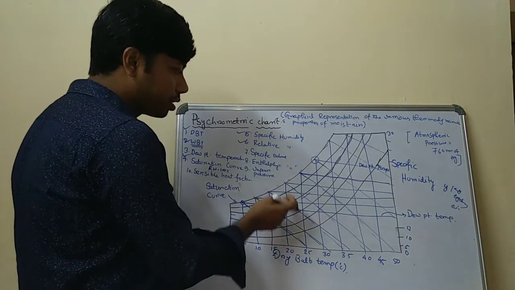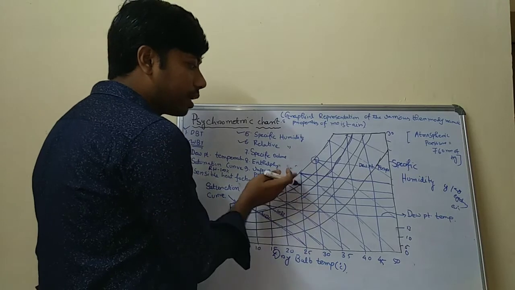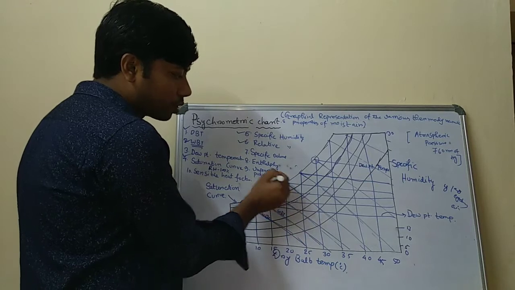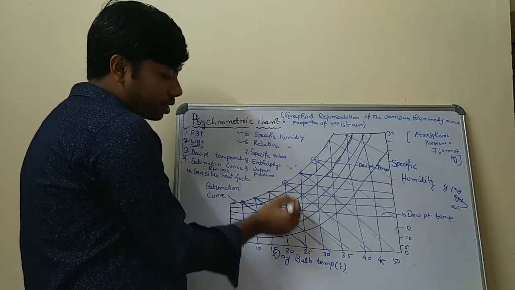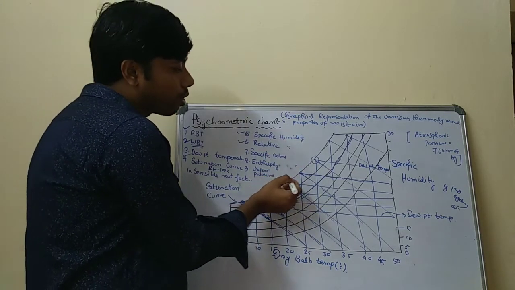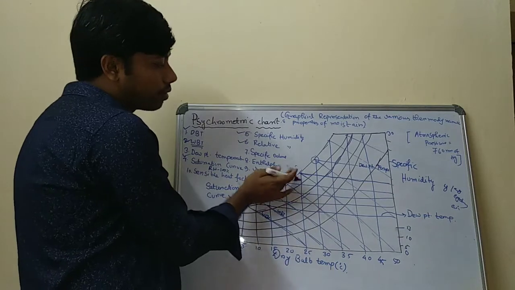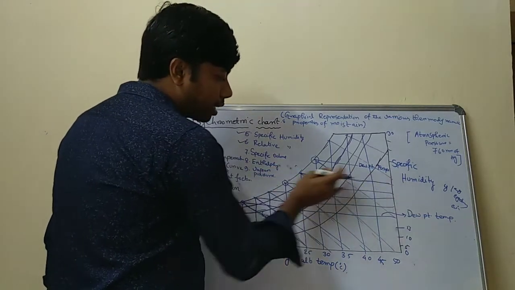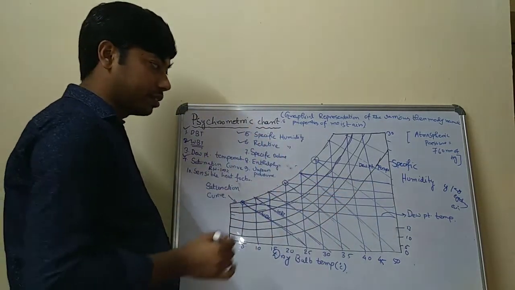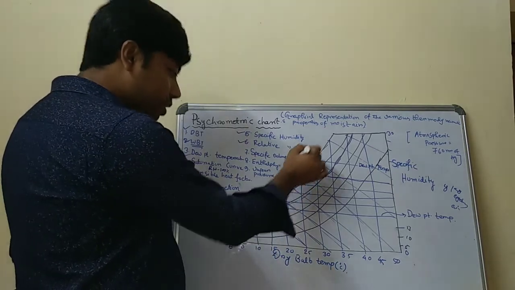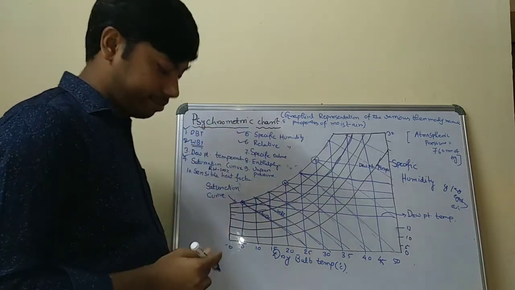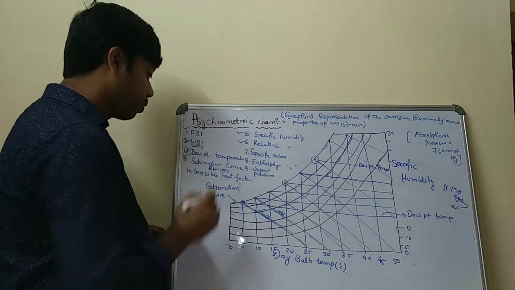Similarly, this one corresponds to 20 degrees centigrade, where it is cut. If you draw a line parallel to the dry bulb temperature, this is the 20 degree dry bulb temperature line, which cuts the saturation curve at this point. Now, if you draw the parallel line corresponding to the dry bulb temperature, this line indicates your dew point temperature. Again, in the saturation curve, the dry bulb temperature and dew point temperature are also equal. So this is your dew point temperature.